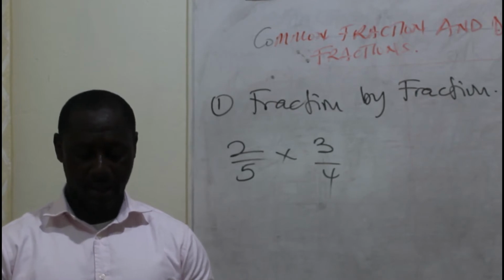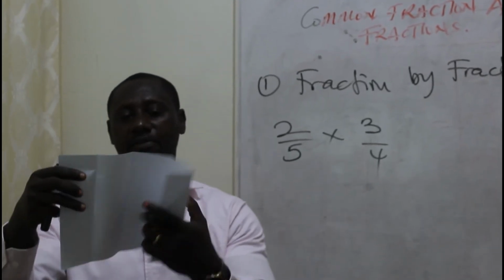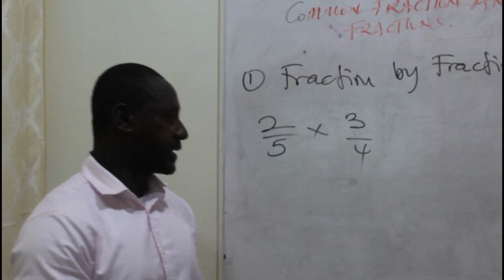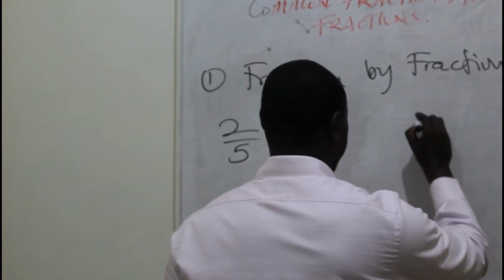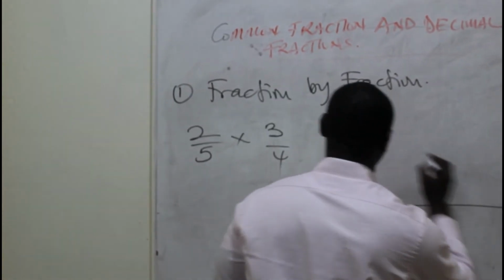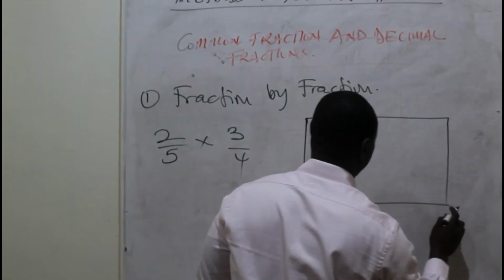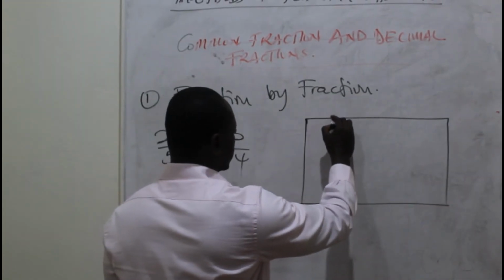Okay, and that is it. So 5 equal divisions. So diagrammatically, I am going to have it in this way. Let's assume this is my paper. So I'll divide my paper into 5 equal parts.